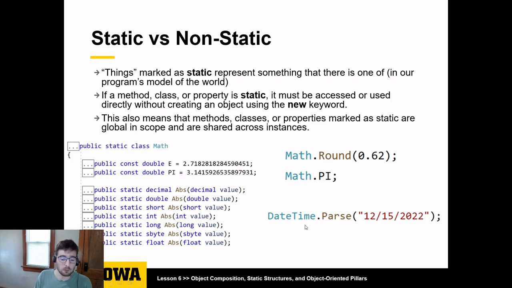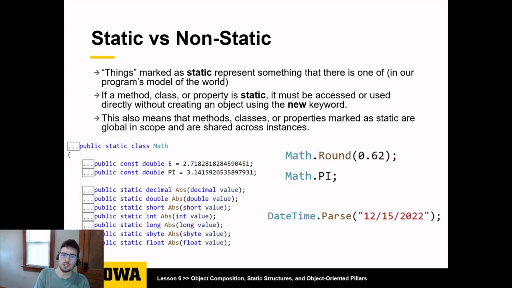Datetime.parse, that's another one we've used. There's only one algorithm in our C# program for taking a string and converting it to a datetime object. I mean, we could write more of our own, but the one that comes with datetime objects, there's only one of, right? So that's datetime.parse. Math.round, same example.